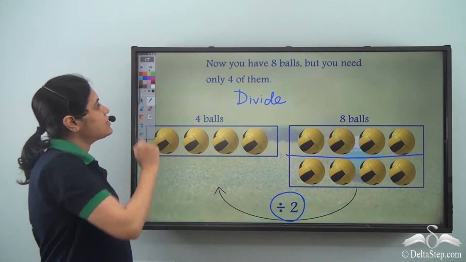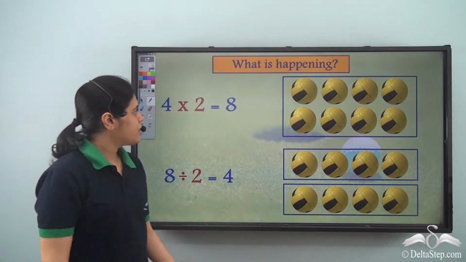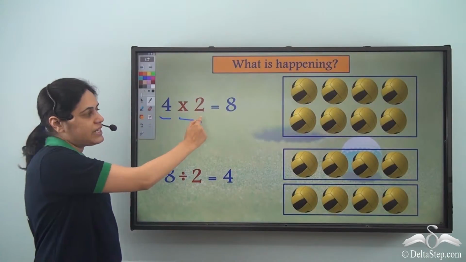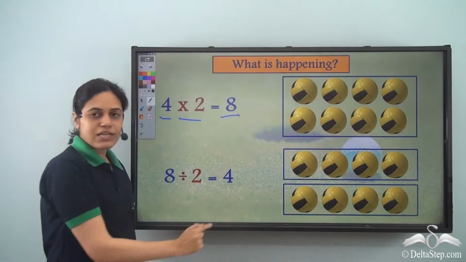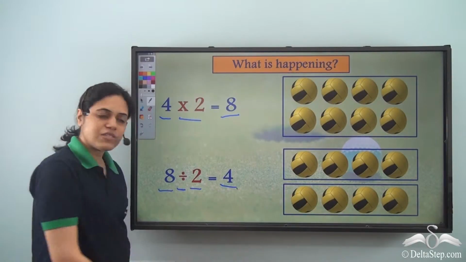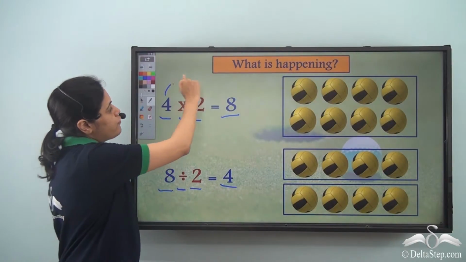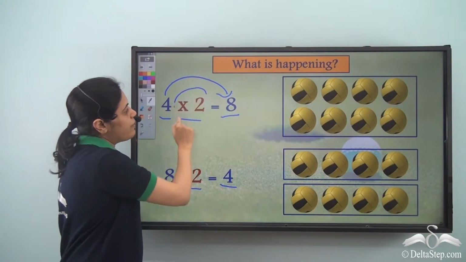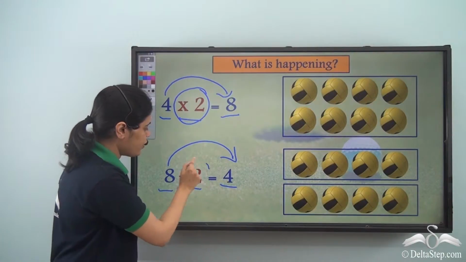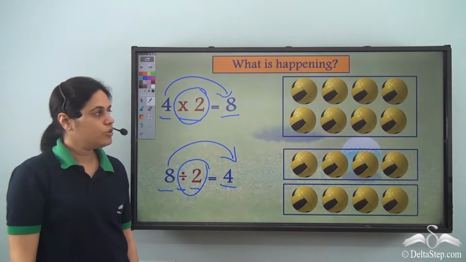So what exactly is happening here? Well, if you do 4 into 2, that is 4 multiplied by 2, gives us 8. But 8 divided by 2 gives us 4. So from 4 to 8, we go by multiplying by 2. And from 8 to 4, we go by dividing by 2.